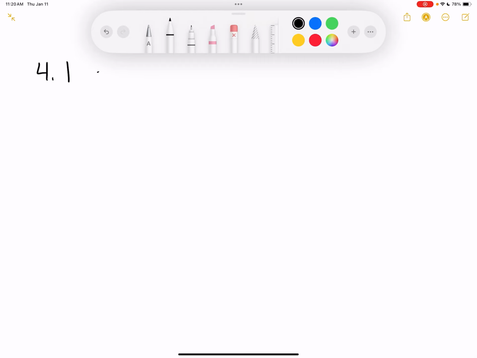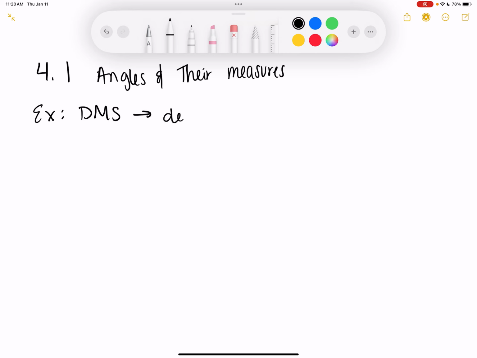All right, 4.1, angles and their measures. So the first problems that we're going to do are DMS, so degrees, minutes, seconds, to decimal. So decimal would be the way that you have typically seen them written. Okay, DMS is going to be something new. I don't even think it's in the Algebra 2 book.